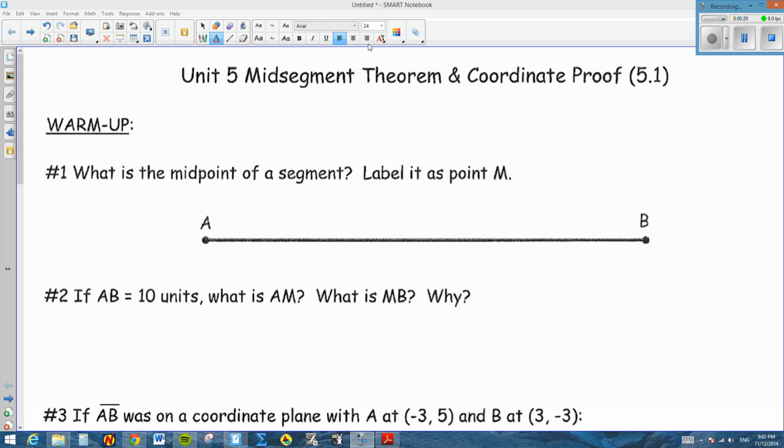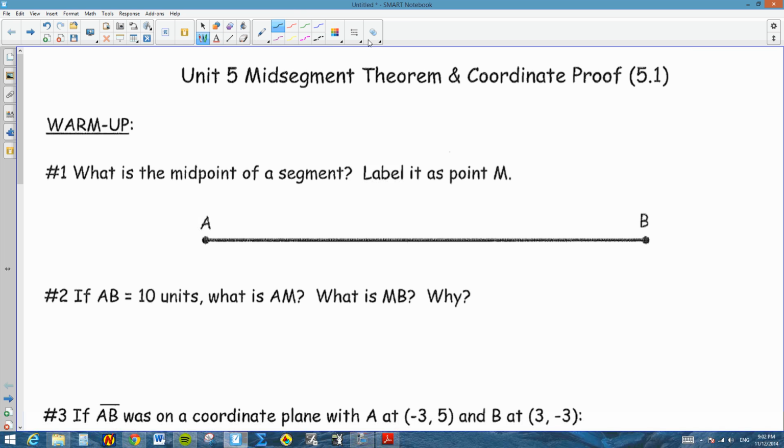So we label that midpoint right here as point M. Point M is the midpoint. So that gives us AM congruent to MB. So we write that segment AM must be congruent to segment MB.